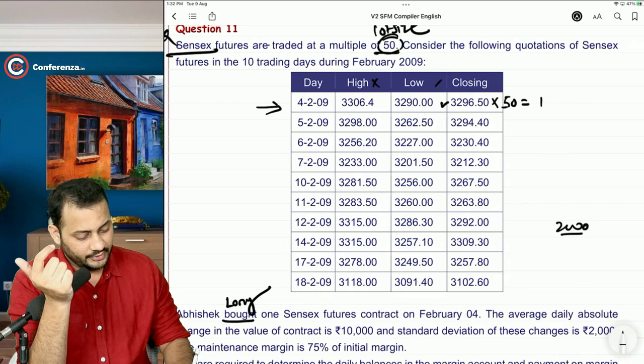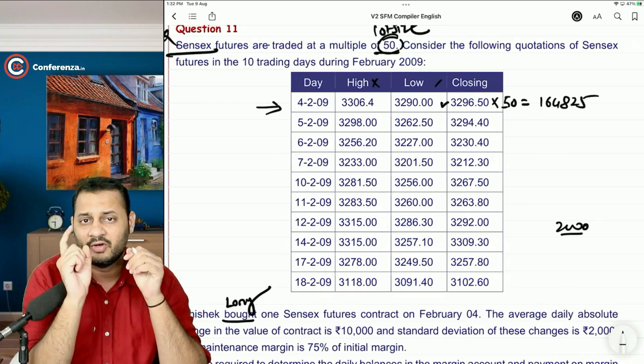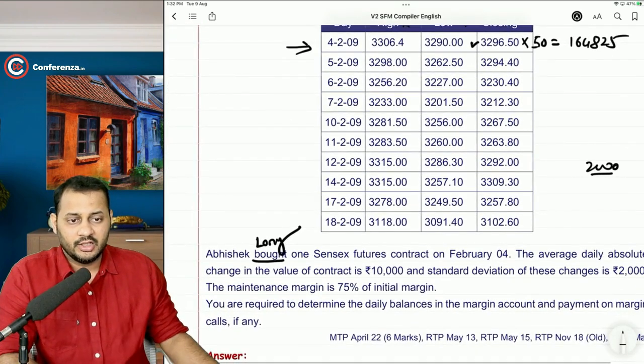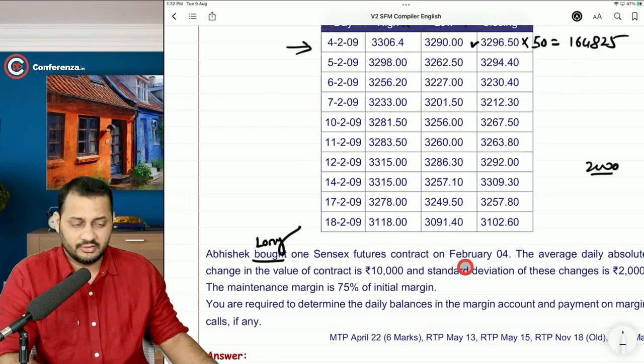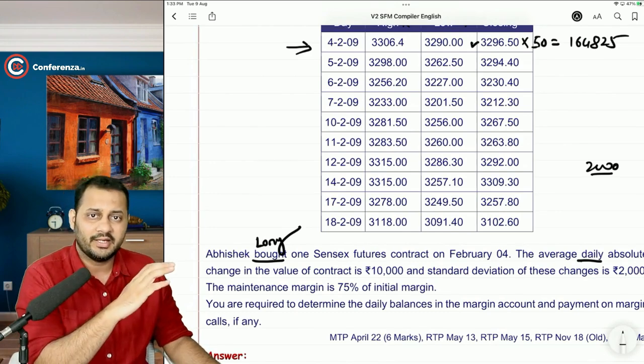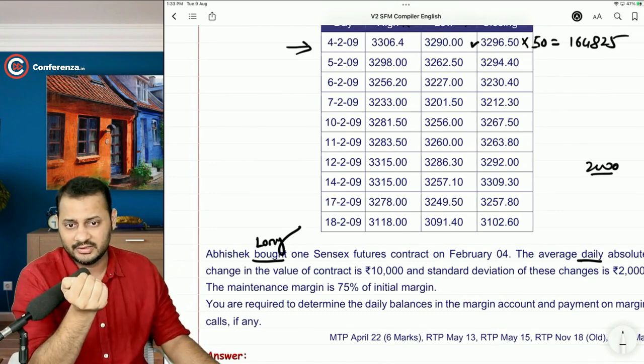So this is going to be 164,825. This is the value of one contract on the very first day of the trading for Abhishek. Now it is given that this contract value can change in a day. This is the daily change, right? So in one day, it can go up by 10,000 rupees or down by 10,000 rupees.